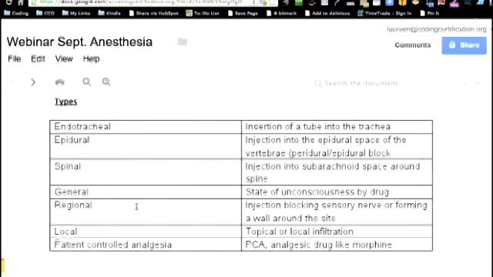Endotracheal is whenever they put a tube down someone's throat into the trachea, and that's for any type of procedure where, when people say, well, they put me under, or you're having major surgery, then that's the type that they're going to do. You'll have a separate report, an anesthesia report, as well as an op report, and you don't want to get those confused.